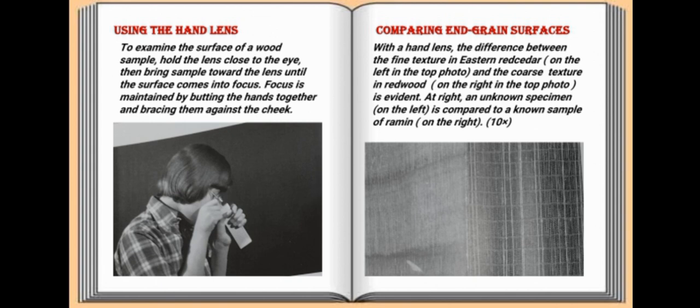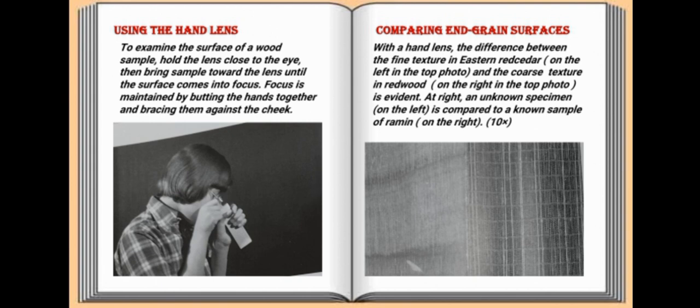To use the hand lens, hold it close to your dominant eye, then bring the object you want to examine closer to the lens until it comes into focus. Essentially, you're positioning the lens very near your eye and moving the specimen towards it to see magnified details.